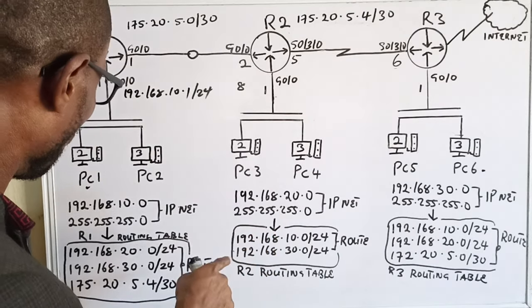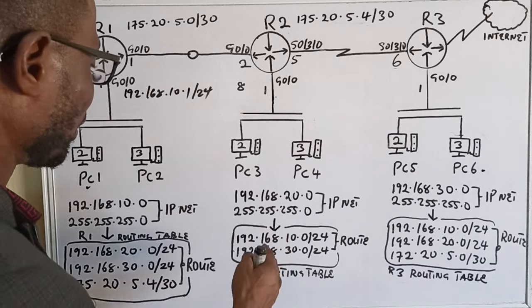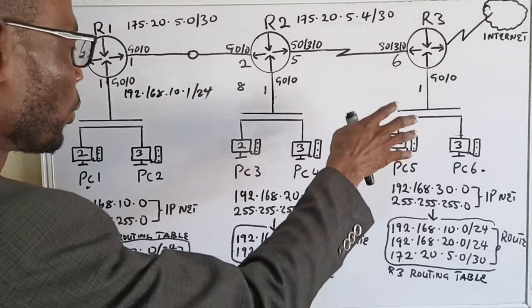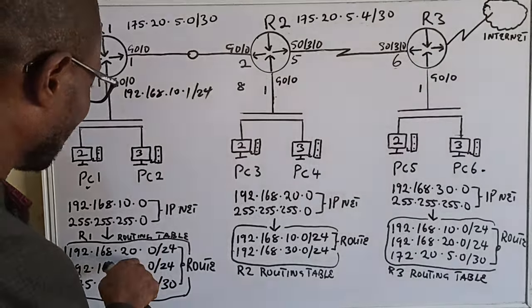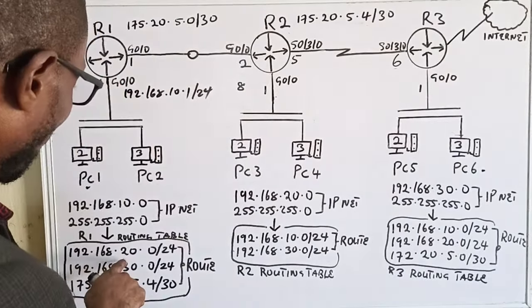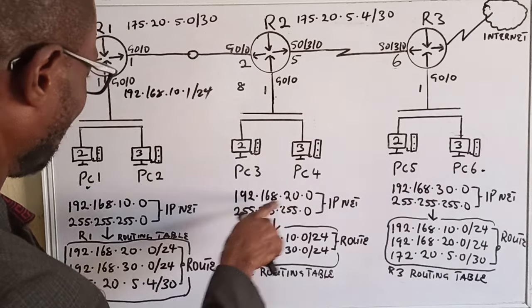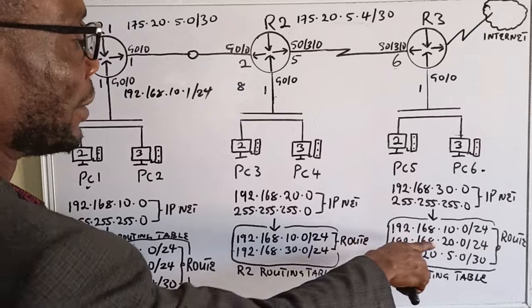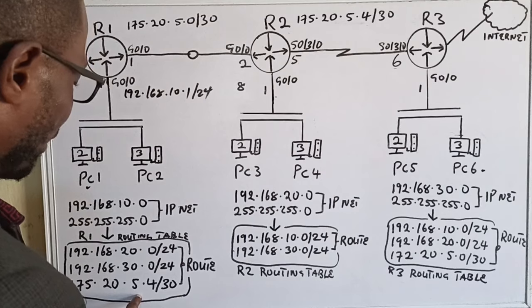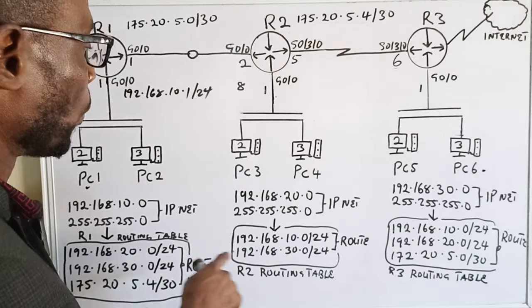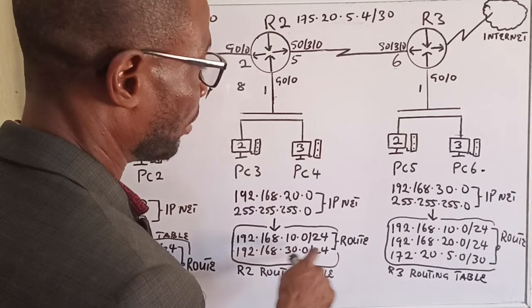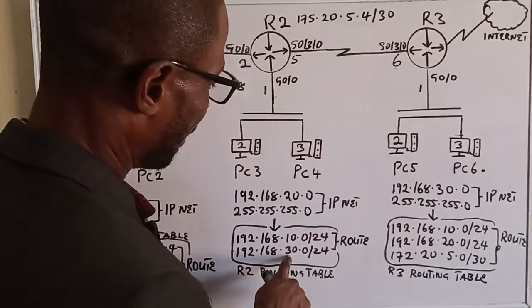Because I have configured a routing protocol, this router now has this network's route in its routing table. This is the routing table of this router. I just place it here, but logically it's in this router. You can see this LAN and this LAN are in its routing table, and this network here is in this routing table. I come here as well, and you can see this network here is in this router's routing table, and this network here is in this router's routing table.